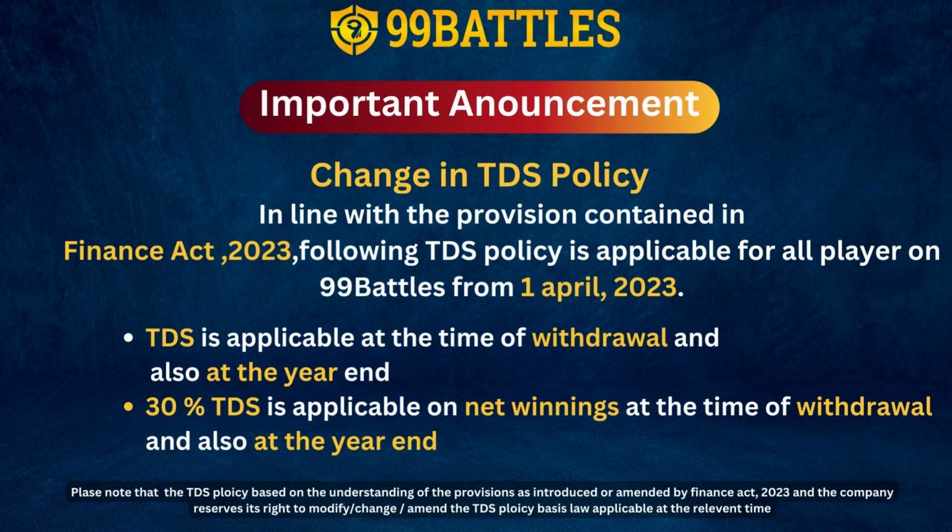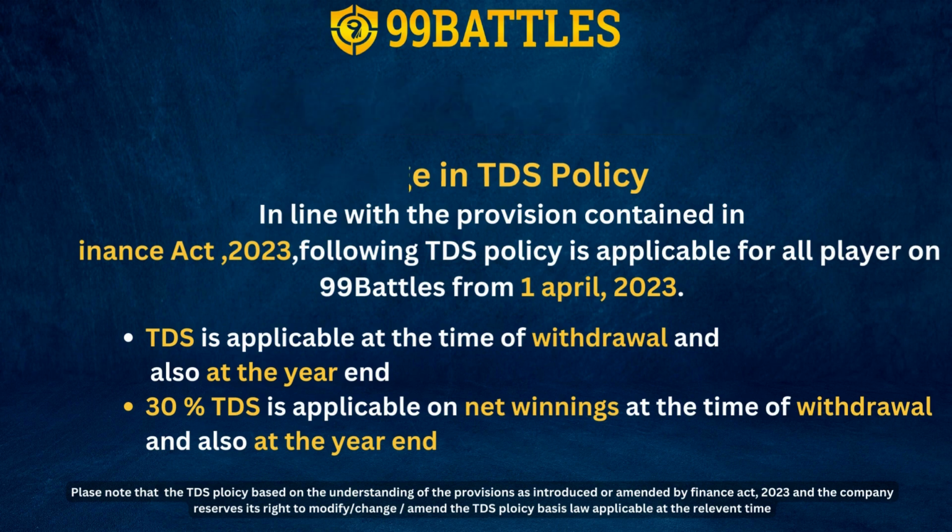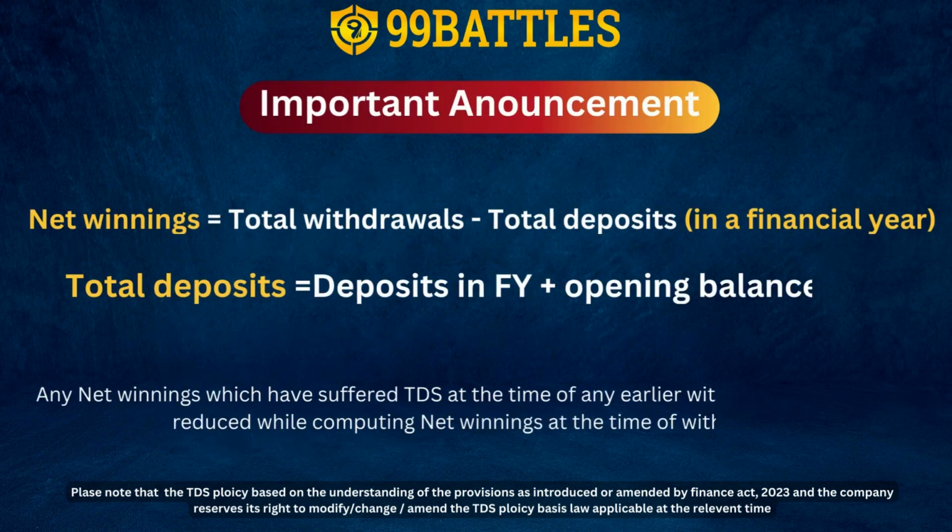30% TDS is applicable on net winnings, that is withdrawal minus deposits, at the time of withdrawal. So now let's understand what is called net winning. Here net winning is equal to total withdrawal minus total deposits in a financial year. Here total deposits mean deposits in the financial year plus opening balance of the financial year.